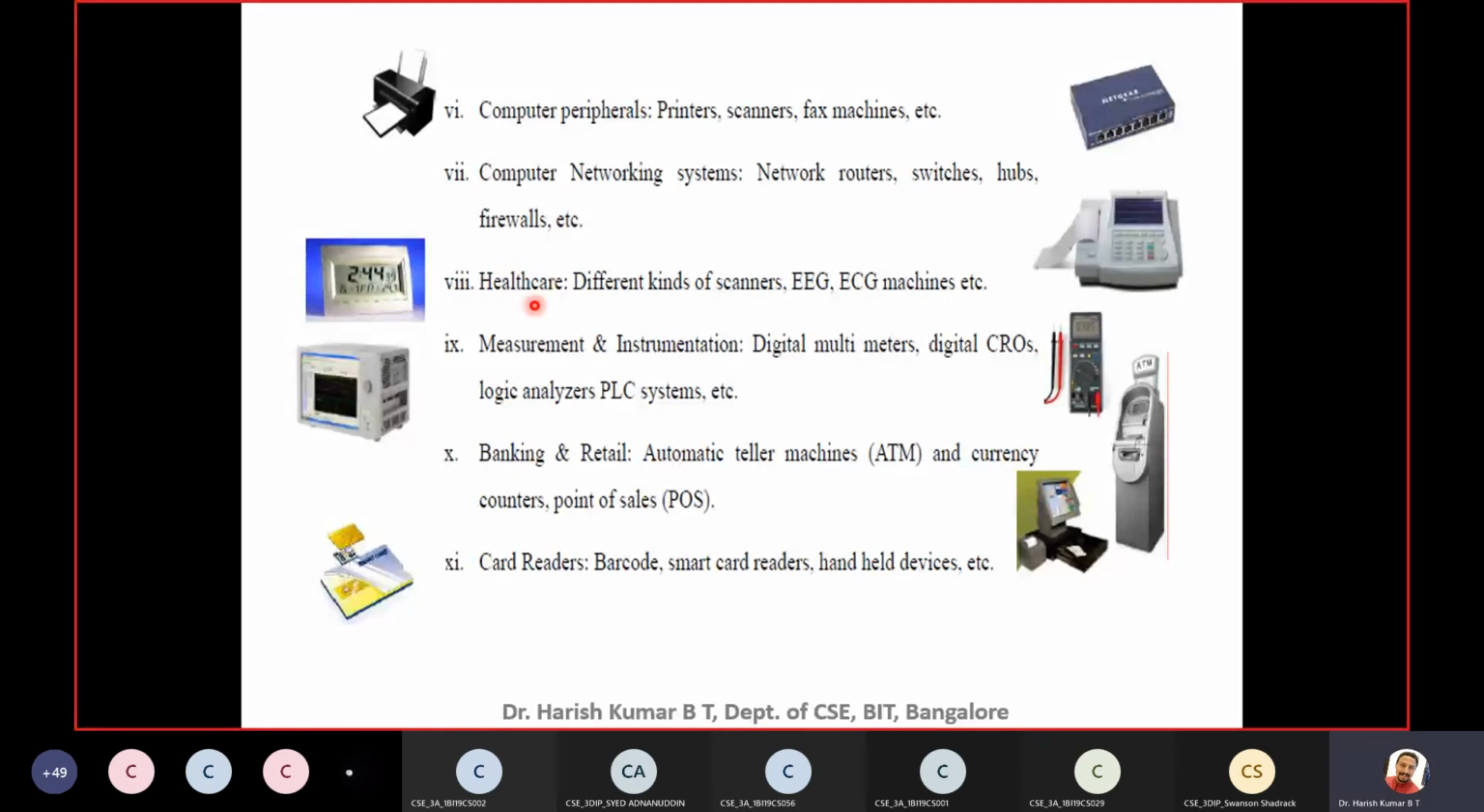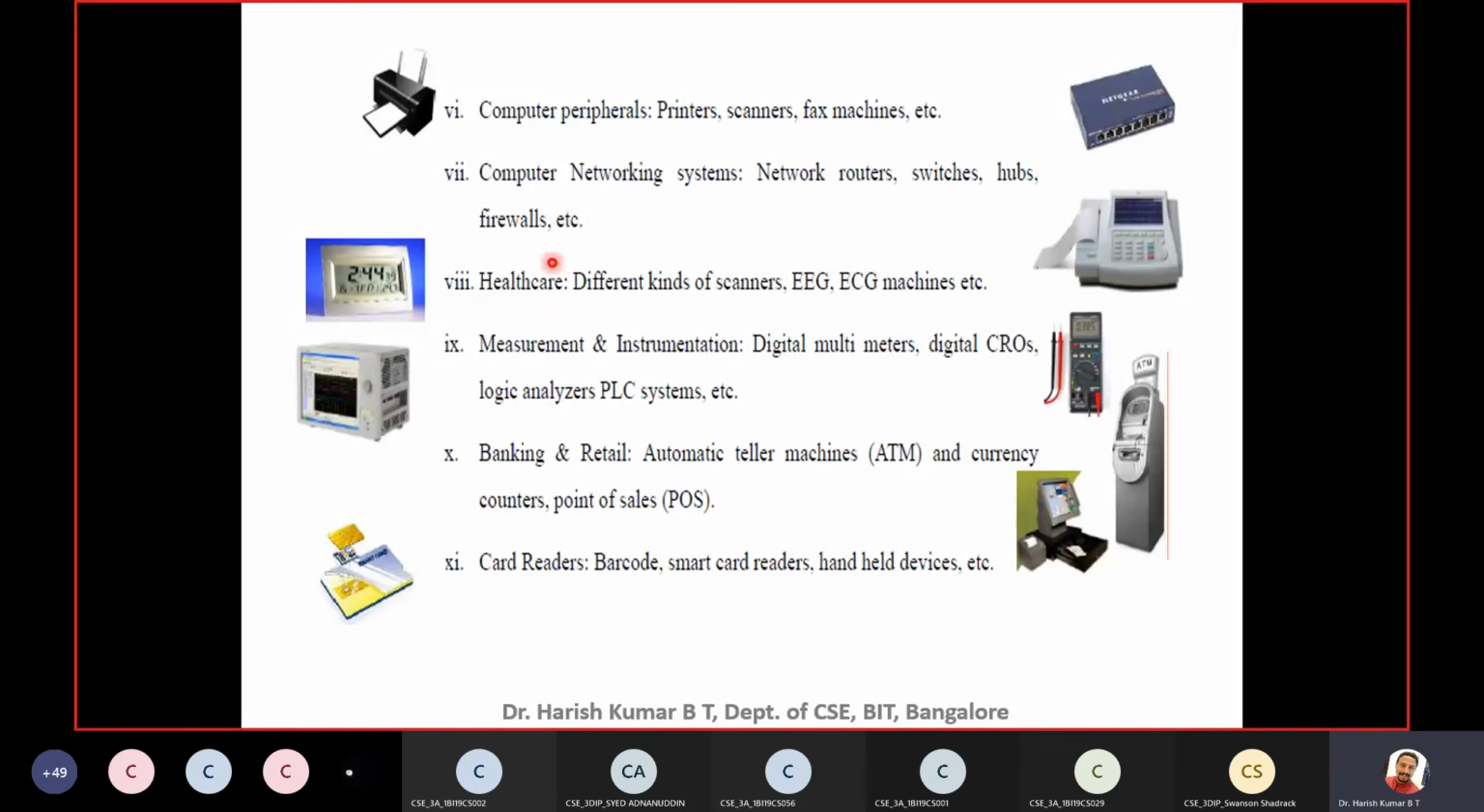So in the healthcare domain, the majority of the devices are there, but all of them are not listed here. Scanners, so many different types of scanners are there. In every scanner you find a sophisticated microprocessor. It comes under the category of large scale or sophisticated embedded systems, because usually they come with a 64-bit or 32-bit microcontroller. EEG machines, ECG machines, etc. All these things are again based on a microcontroller or microprocessor.